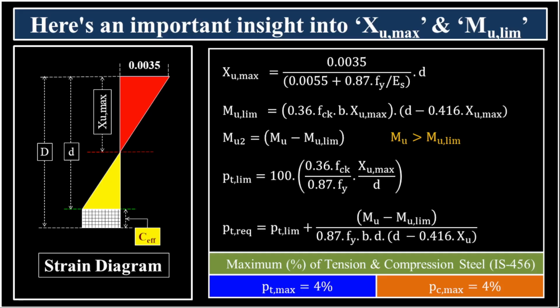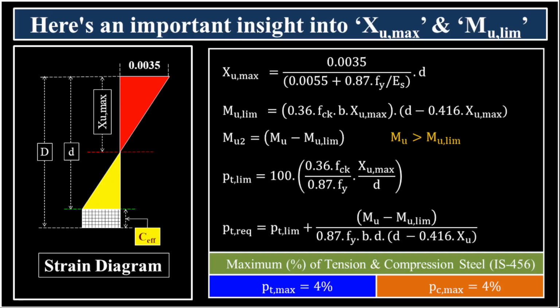Then, Pt req is the required percentage of tension steel for a doubly reinforced section. As shown here, it's calculated as Pt lim plus a fraction. The numerator of this fraction is the difference between Mu and Mu lim. The denominator is 0.87 multiplied by fy, multiplied by b, multiplied by d, multiplied by the quantity d minus 0.416 times xu. Finally, let's look at the maximum percentage of tension and compression steel allowed as per IS-456.